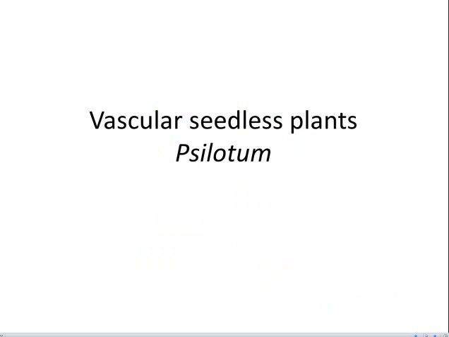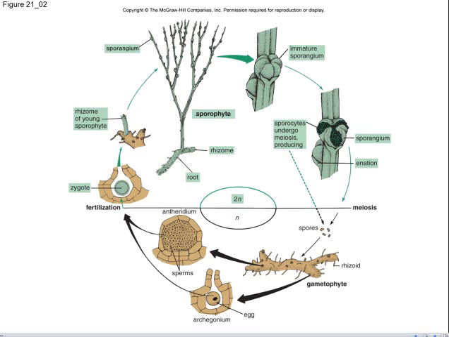Now we advance to group 2, vascular seedless plants. And we're going to look at some in the book that we haven't looked at in class. We're going to look at them quickly and just note whether they are homosporous or heterosporous. And so Psilotum, here is Psilotum. We look at the crucial part of the life cycle and we see what? Homospory or heterospory? Homospory for Psilotum, absolutely.